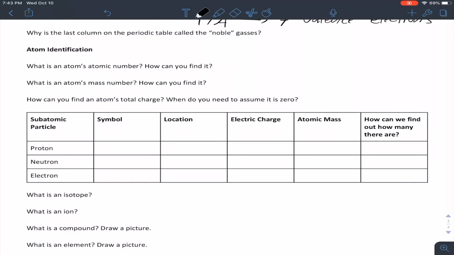Okay, atom identification. We spent a lot of time on this, so it should be pretty straightforward. So I'm going to go a little bit fast to keep this video from being too long for you guys. So an atom's atomic number, how can you find it? I'm going to draw a little square here. And let's say I have carbon. So I have 6 C 12.011. I might say carbon. And sometimes the name is above. The order of these change around a little bit.